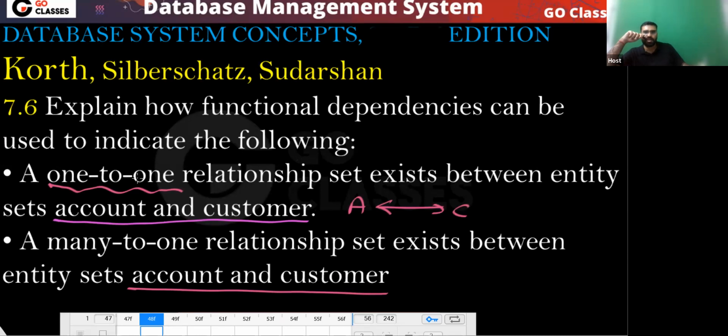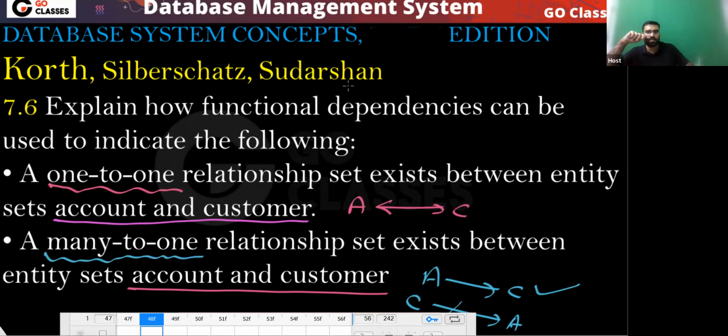If you have one-to-one relationship between customer comma account, if you know the customer, you know the account. If you know the account, you know the customer. Similarly, many-to-one relationship between account and customer means one customer can have many accounts. Yes or no? But one account must belong to one customer. So if you know the account, you know the customer. But if you know the customer, you cannot tell the account. Is this clear?